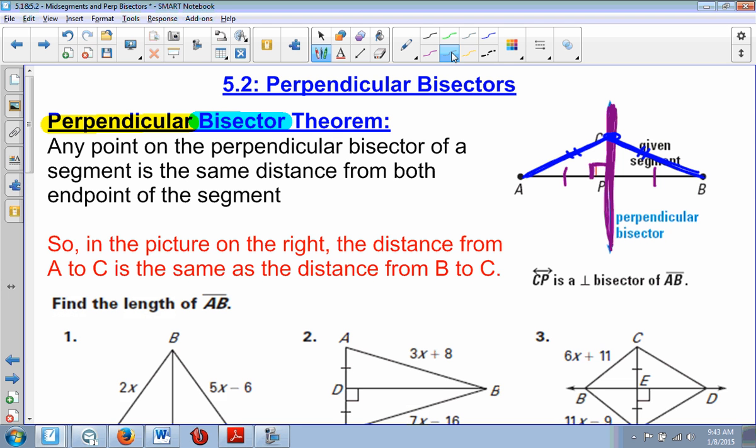So if I put another point down here and called it point D, we could actually say that the distance from A to D is the same as the distance from B to D. So I could move point D anywhere on that purple line, and the distance from A to D and B to D would be the same exact distance. So you're forming isosceles triangles all over the place in pictures like this.